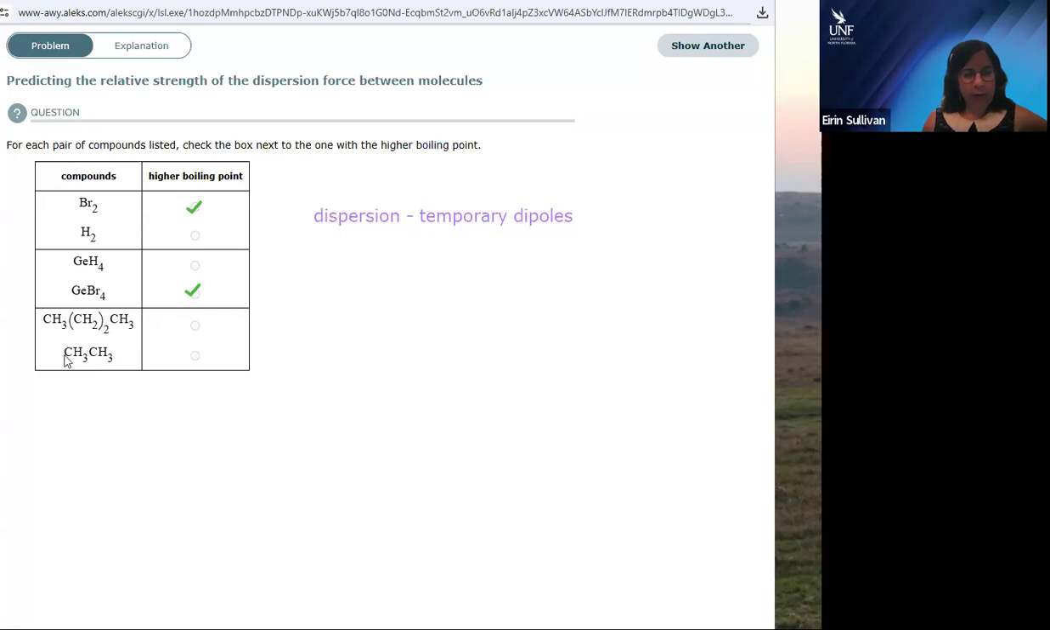Out of these two species, you can see there's a different number of carbons and hydrogens. So more carbons, more hydrogens, more electrons, higher magnitude of dispersion forces, more energy is required to overcome those dispersion forces. So that's going to require a higher boiling point. Okay, so hopefully that is helpful.